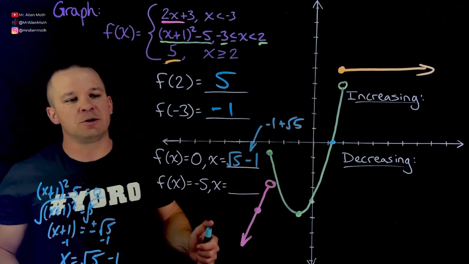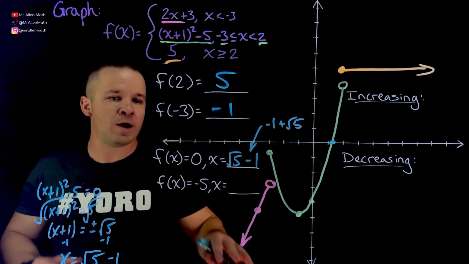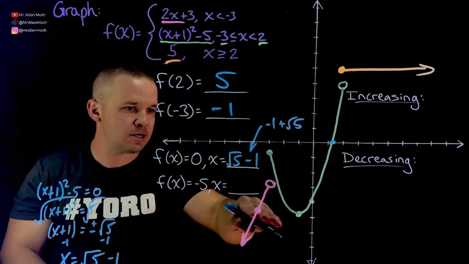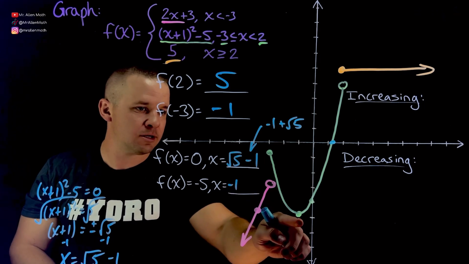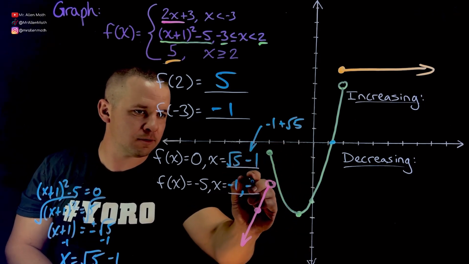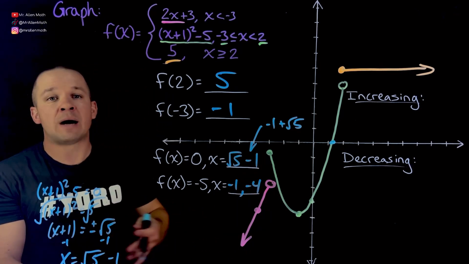Now let's see if f of x equals negative 5 is maybe hopefully a little bit easier. When does f of x equal negative 5? That'd be down here. I've actually got two values. It looks like at negative 1, and if we come over here, 1, 2, 3, 4, negative 4. There we go. So at negative 1 and at negative 4, my outputs would be negative 5.